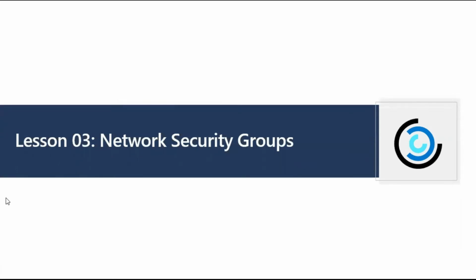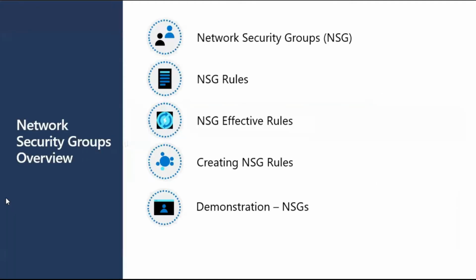Okay, so these topics we have looked at. Now, in the next section, we're going to look at network security groups. As part of this, we're going to discuss network security groups, network security group rules, NSG effective rules, creating NSG rules, and how it works. So an NSG, network security group, is kind of an access control list. Its main job is to allow some traffic, deny some traffic, allow some ports, deny some ports. Those are the things that will be done by network security groups.